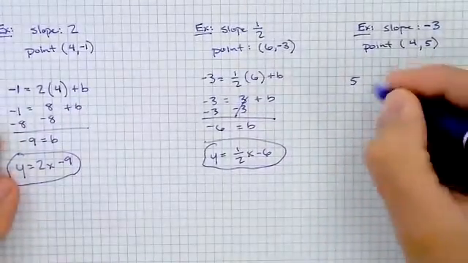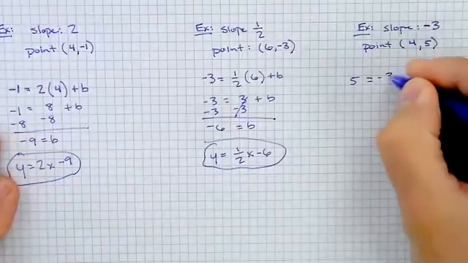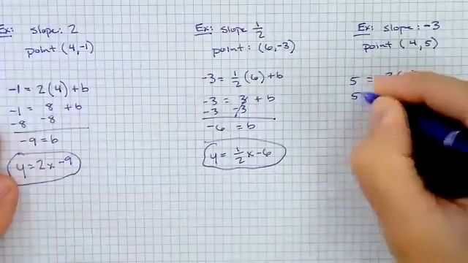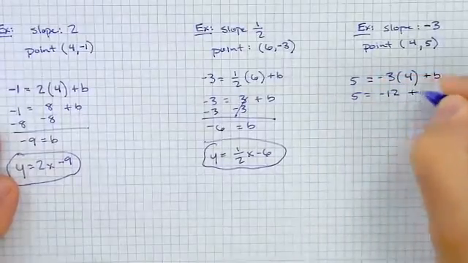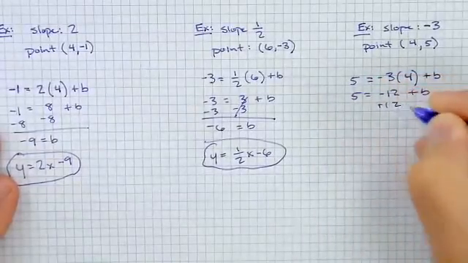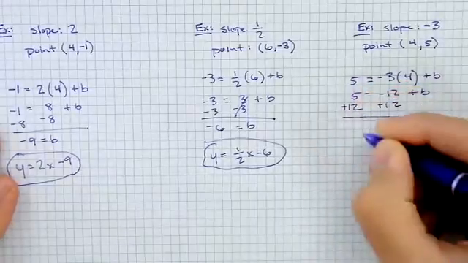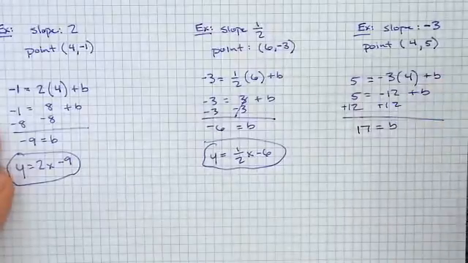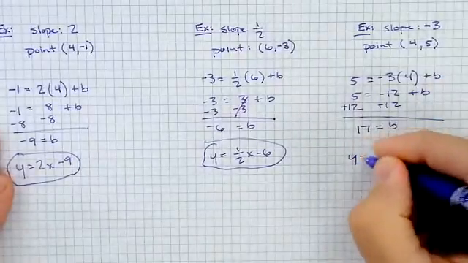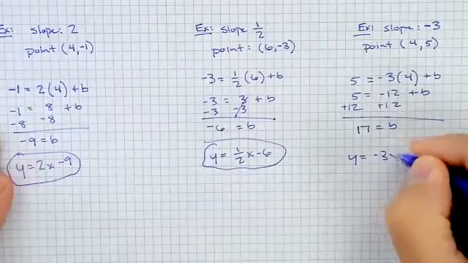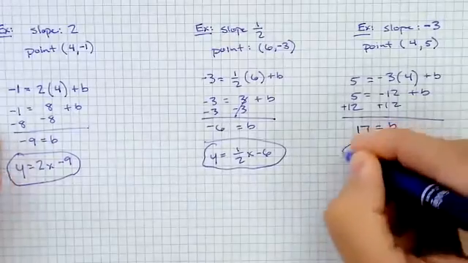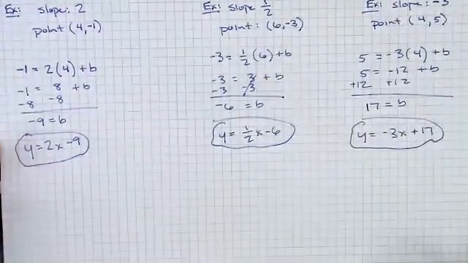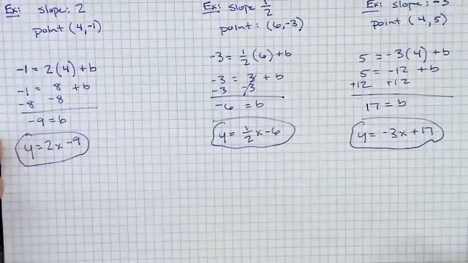Here, point of 4, 5, slope of -3. So I get 5 equals -12 plus b. You get a b value of 17. Okay, so I get y equals -3x plus 17.